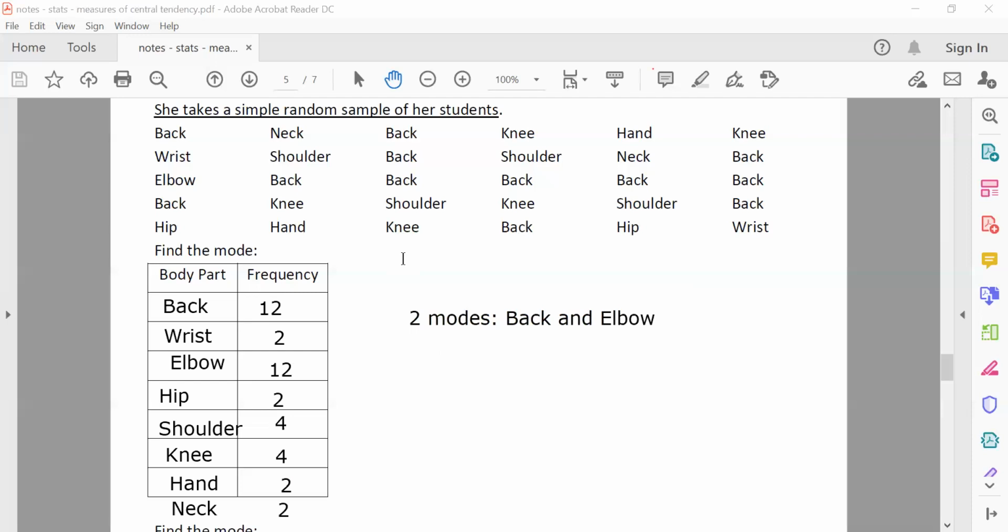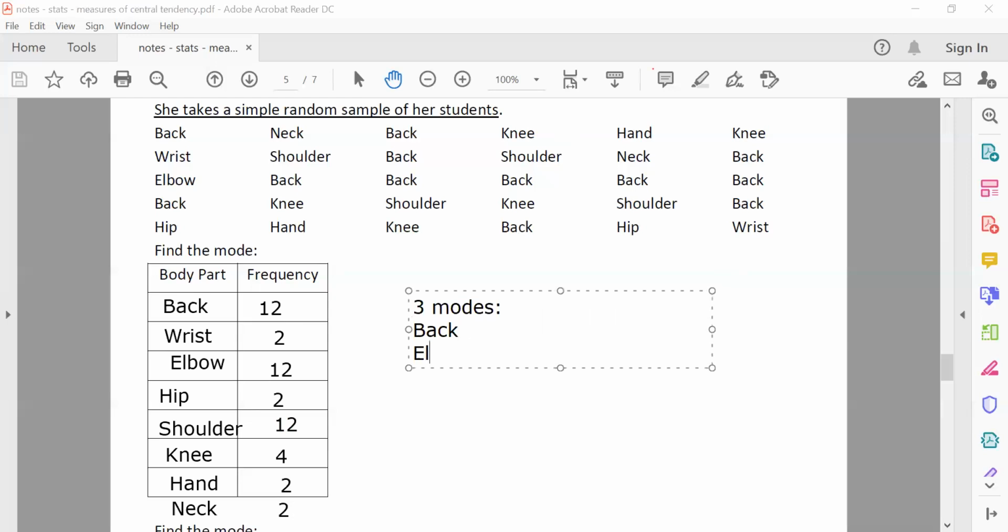What if we also threw in, hey, the shoulder has 12 as well? What would the mode be in that case? Or modes? Yeah, all three of them, exactly. There's now three modes. Back, elbow, shoulder. There's three different modes there because they occur more frequently than the others, but they're tied for the lead, and then there's some others that fall behind them. So there's three modes in that particular case.